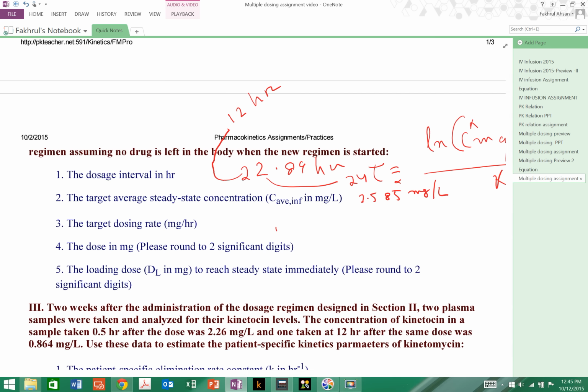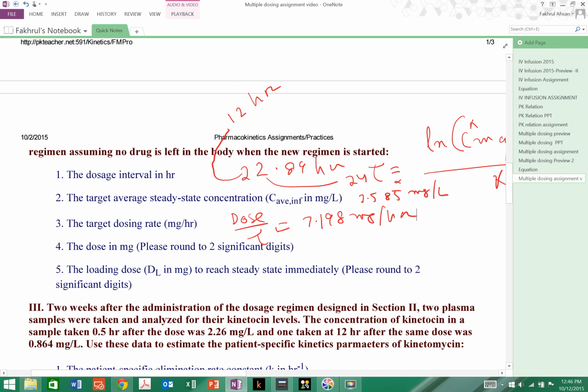So here is the dosing rate, dose by tau, which is going to be 7.198 milligram per hour. Now you have to calculate the dose. We have to use that new tau. What is that tau? I think it was 12 hour.